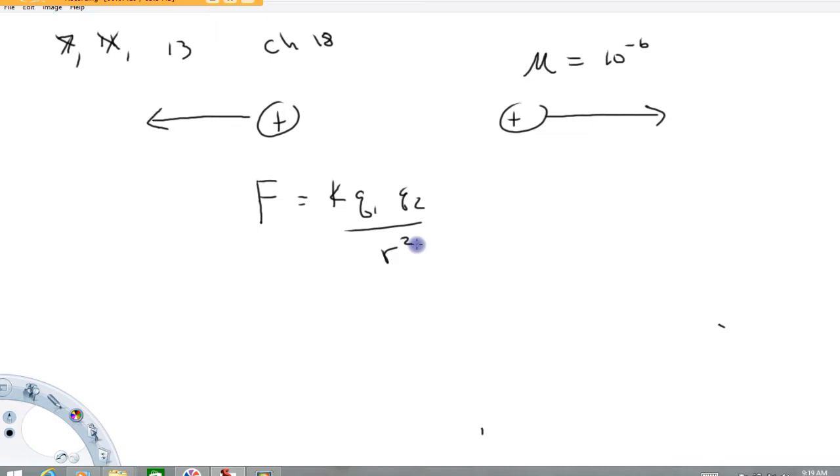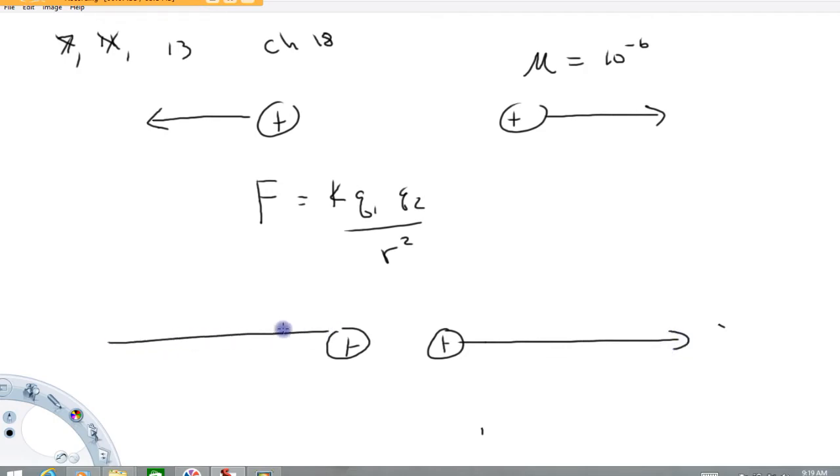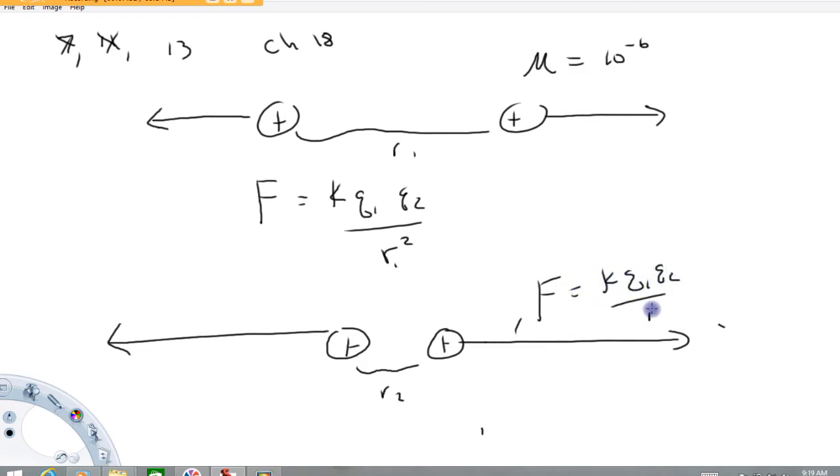Now, in part 2, they're brought closer together. So I'm going to change my picture. The force would therefore increase. And let me put it like an R1 on this one, where this is R1. And we have a new R that I'm going to call R2. Now if I write Coulomb's law for the second case here, this force is going to equal K Q1 Q2 over R2 squared.